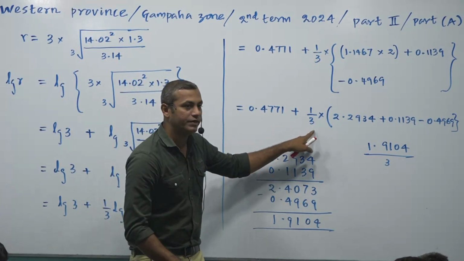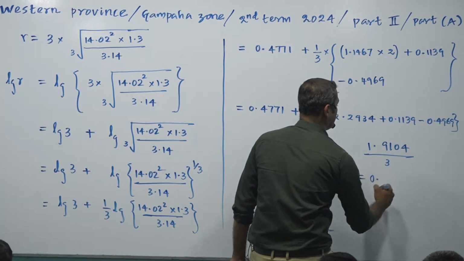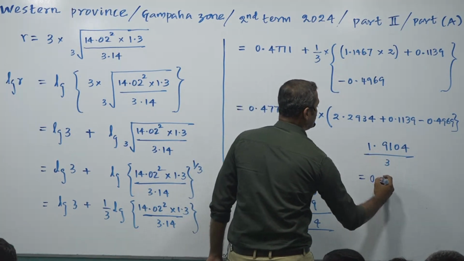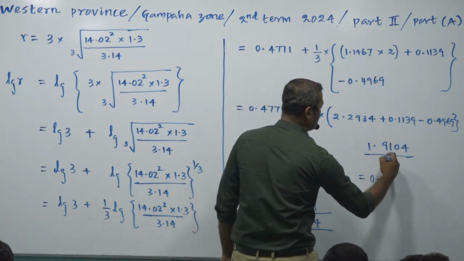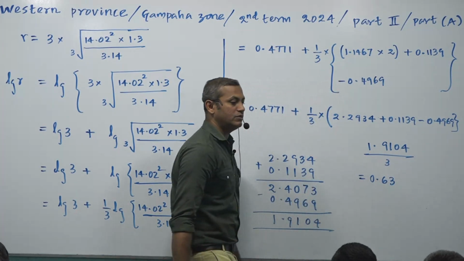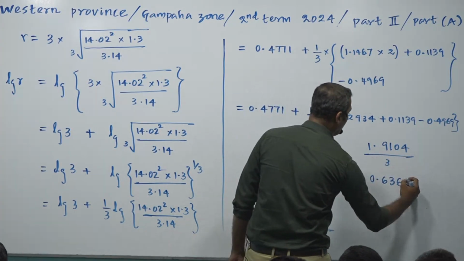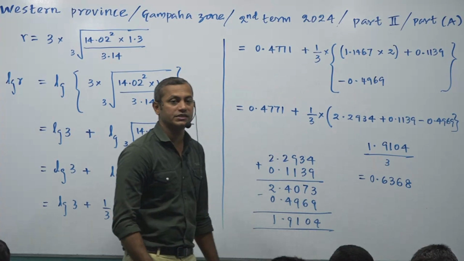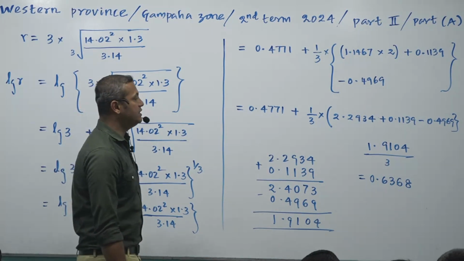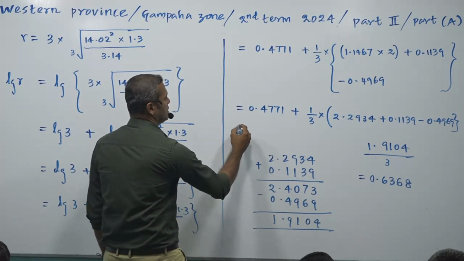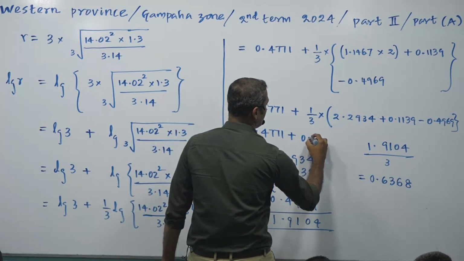1/3 power means you have to divide by 3. Then what is the answer? 0. In 19 how many times? 6 times. 1 remains. In 11, 3 times 9, 2 remains. In 20, 6 times 18, 2 remains. In 24, 8 times. So 0.6368. Now what you have to do? Add this number with this. So 0.4771 plus this answer 0.6368.